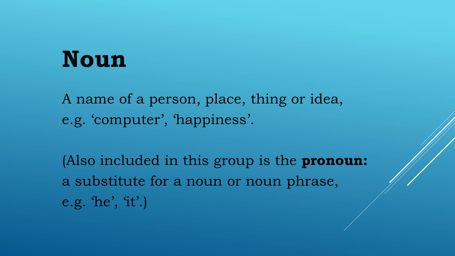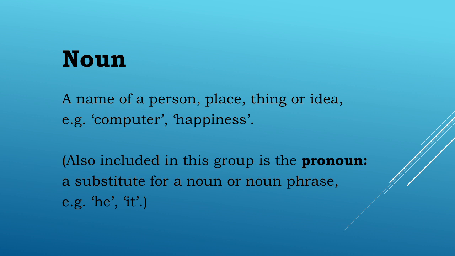A noun is a name. The word noun means name, and it's a name of a person, a place, a thing, or even just an idea. So computer is a thing, it's a noun. Happiness is a noun. All the names of the different trees and bushes in the extract that we've read and the different types of birds are all nouns.